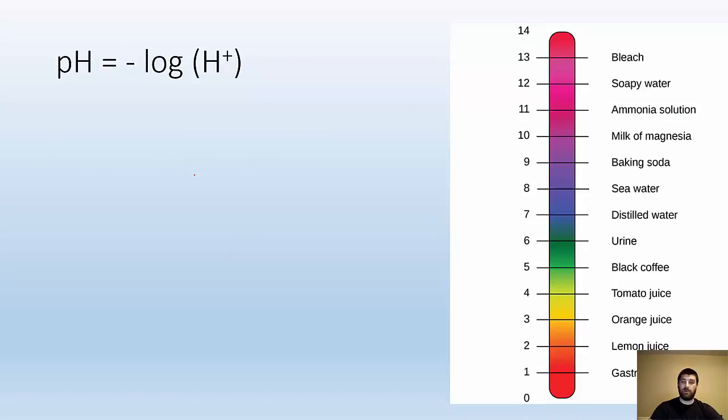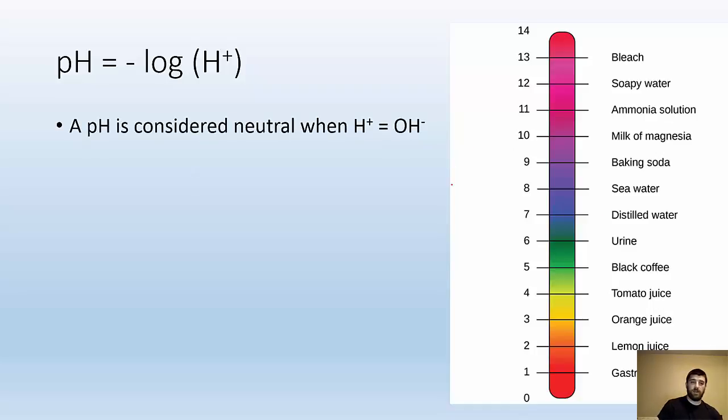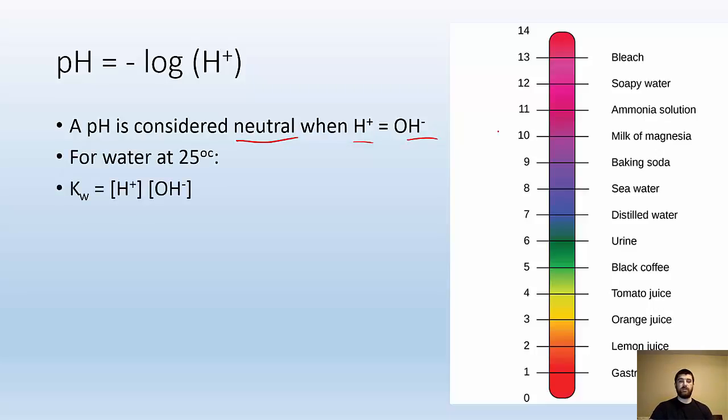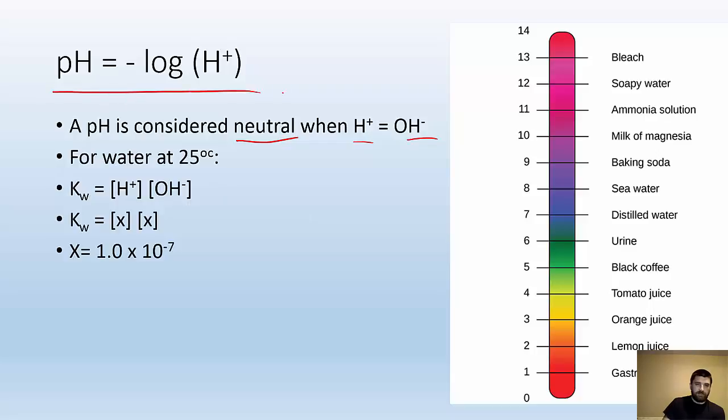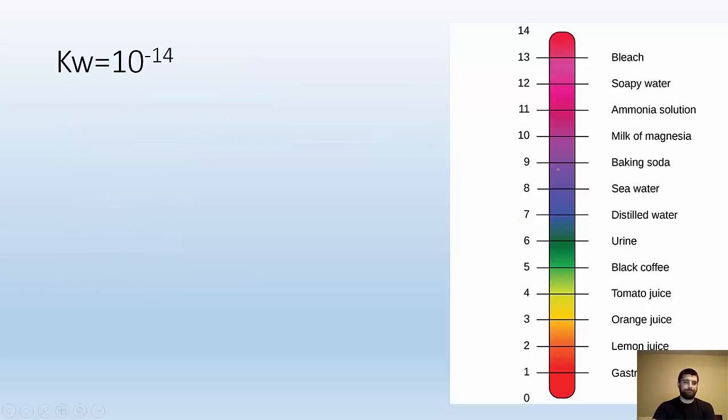So we get into the pH scale, which is, pH is the negative log of H plus, which you've probably seen before. And a pH is considered neutral when the H plus equals the OH minus. So for water at 25 degrees Celsius, we know the KW equals 10 to the minus 14. And if H plus equaled OH minus, let's call those both X, solve for X. X is 1 times 10 to the minus 7. And you plug that into our equation up here to solve for the pH, and that gives you a pH of 7. And that is why 7 is considered neutral on the pH scale.